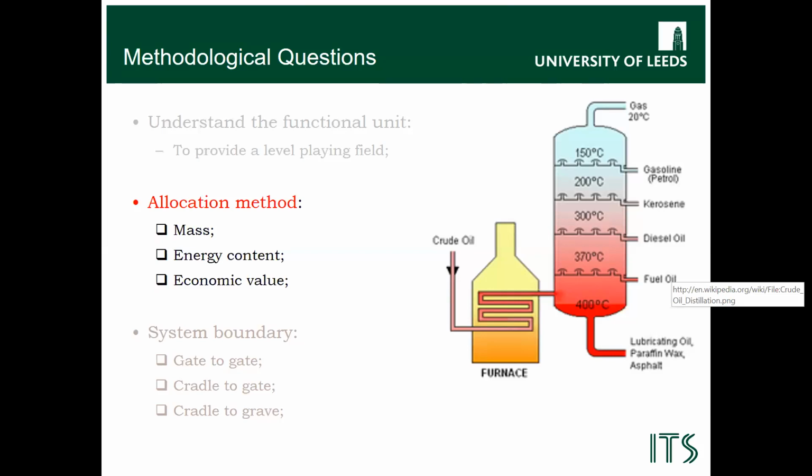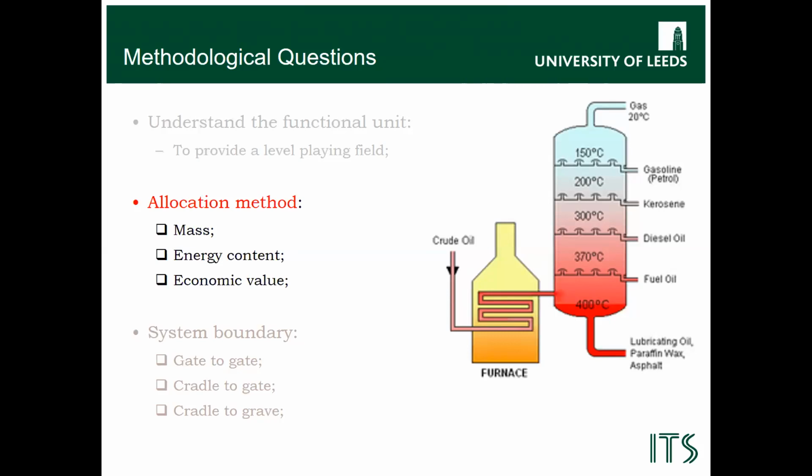The second way is the energy content, because they all come from the oil refinery. The trouble is many products like bitumen or plastic or wax are not used for energy purposes, so the energy content doesn't mean anything to them. The third method is the economic value, because at the end of the day, it's the market price that determines the value of these products.